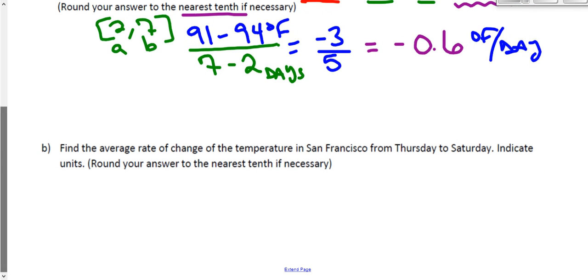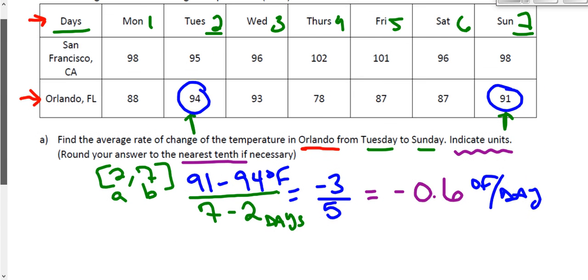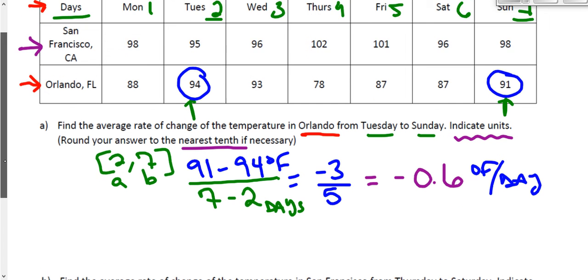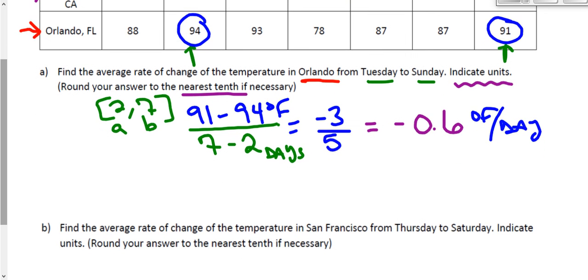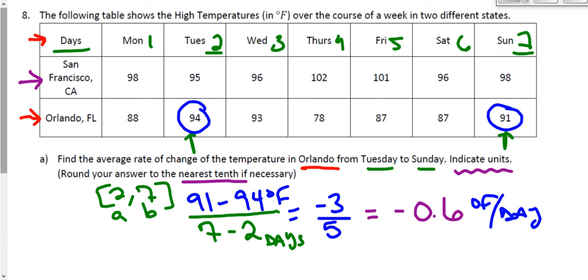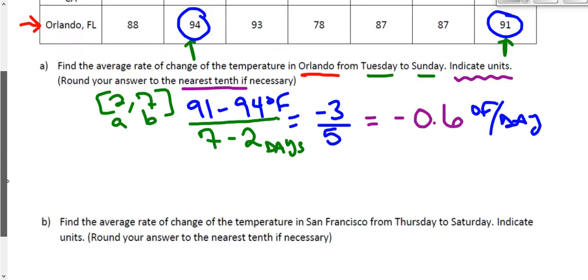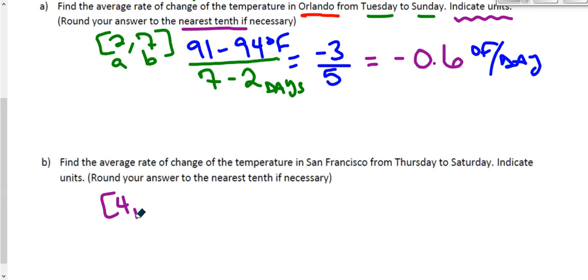The next question says to find the average rate of change in San Francisco. So this time I'm using a different part of my graph. Instead of Orlando, I'm going to be using the information for San Francisco, and I'm going to find the rate of change for the temperature from Thursday to Saturday. Now I've already measured my x-axis with numbers, so now I'm looking at Thursday to Saturday. That's my interval. So again, my A value is going to be 4, and B is 6, Saturday. So from A to B, from Thursday to Saturday, 4 to 6. That tells me my denominator, 6 minus 4.